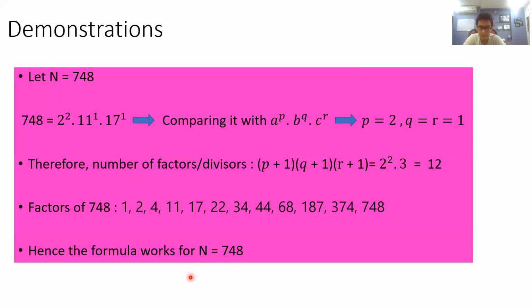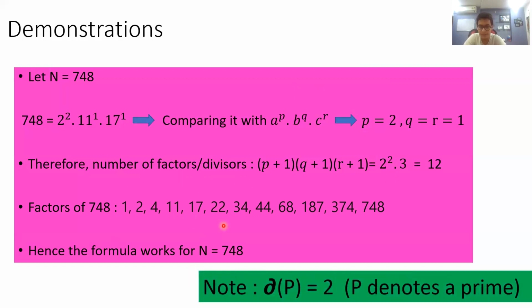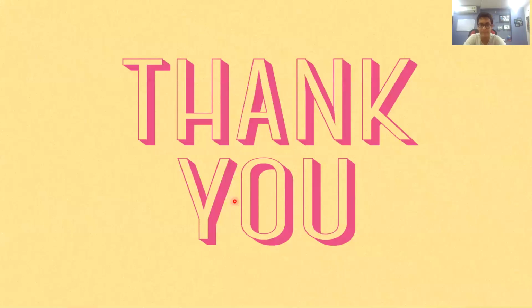Don't worry, I haven't forgotten the primes. Note, delta of p equals 2, where p denotes a prime. Right, so we've generalized this result for primes too. Well, why is it simply 2? Because by definition of a prime number, the only factors of a prime number are supposed to be 1 and itself. And if you put this number into the formula, you surely will get 2.